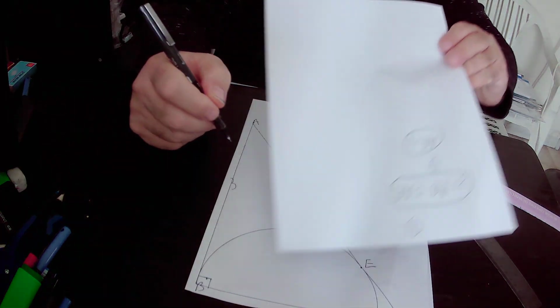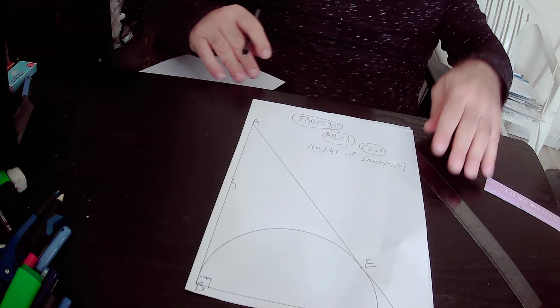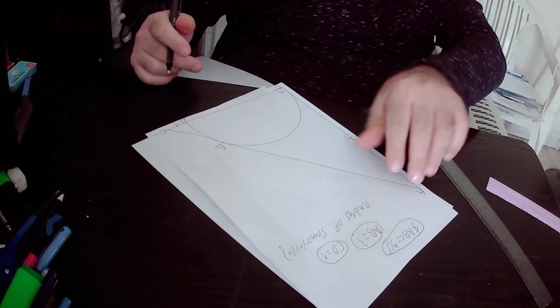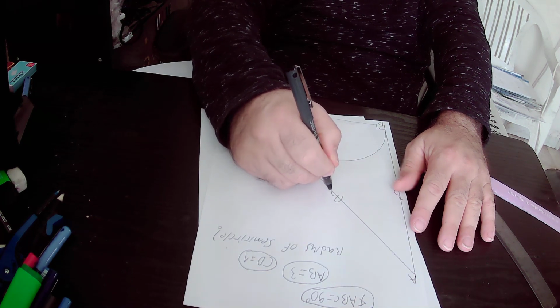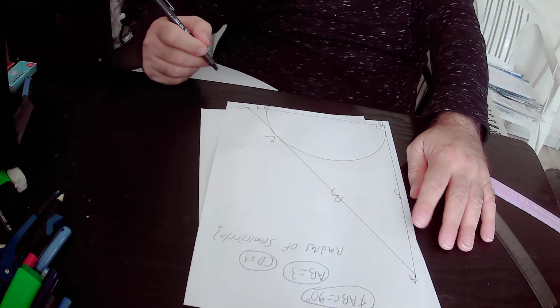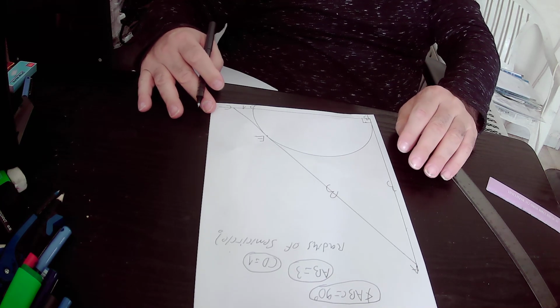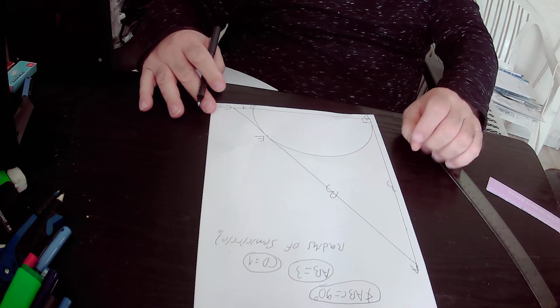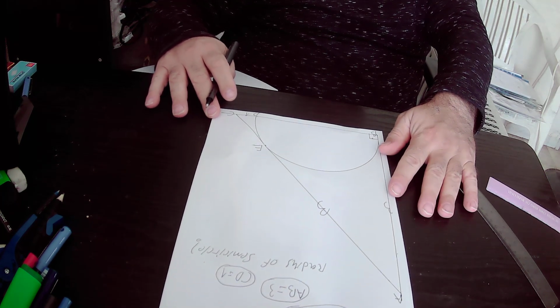So we write here that line segment AE equals 3 units. In the next step, I will present to you a new rule.